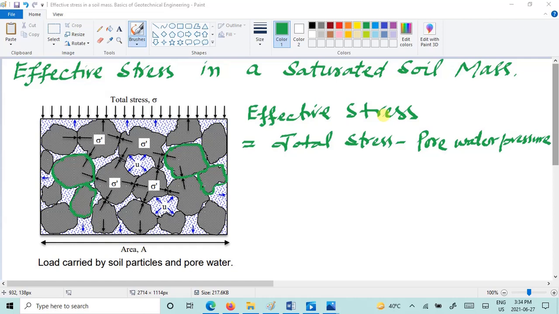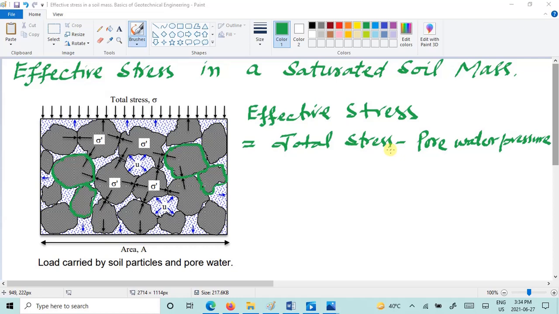Today we are going to learn about the effective stress in a saturated soil mass. Now, what is the effective stress? I will define first that the effective stress is equal to the total vertical stress minus the pore water pressure.